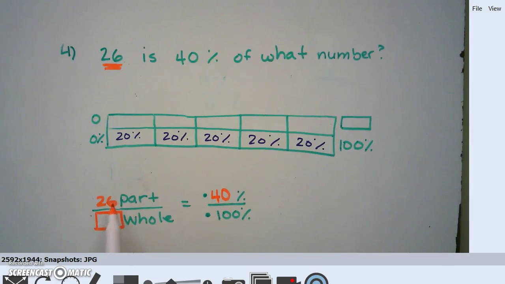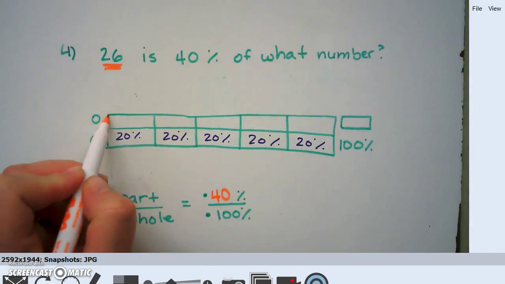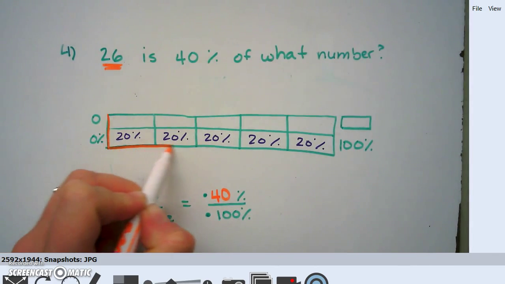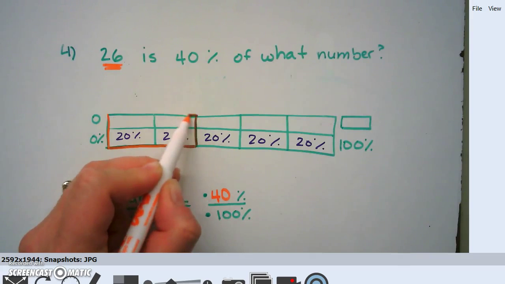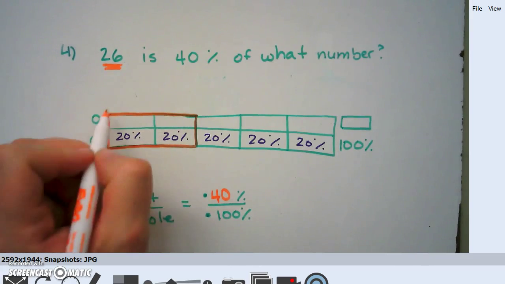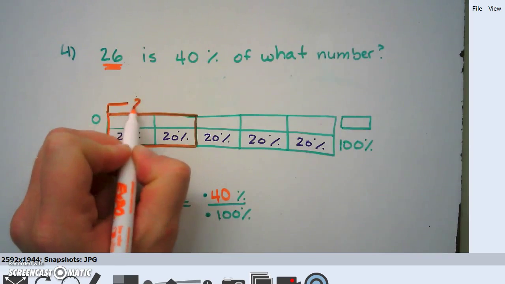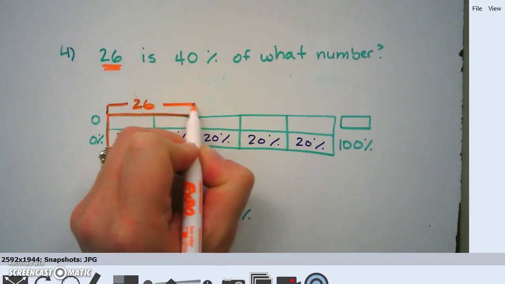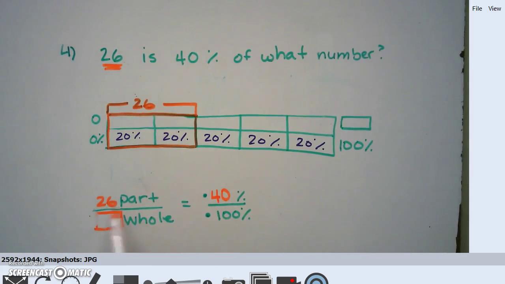Now my problem told me that 40% right here is equal to 26. So I know that 40%, this part right here, is equal to 26. Again, this was told to me in my problem. So this part is equal to 26.